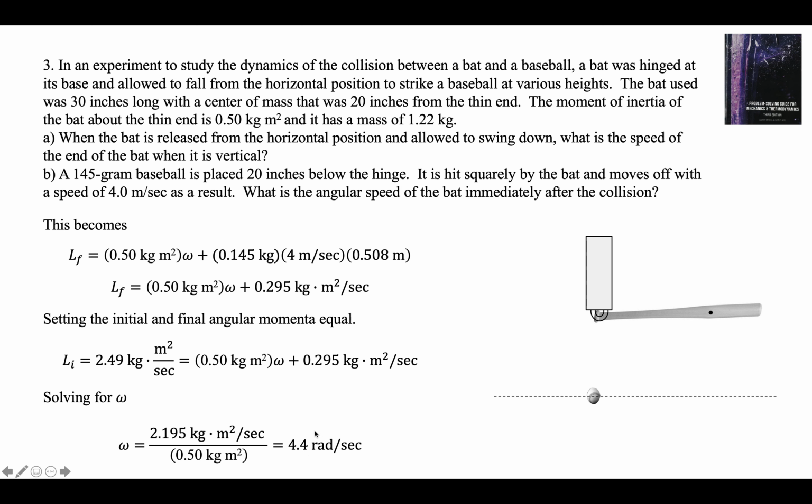radians per second. It should not be too surprising that the bat doesn't bounce off the ball, right? This bat's coming down here. When bats hit balls, the bat keeps going. So the bat started out at 4.98 radians per second, hit the ball, and continues forward, rotating with 4.4 radians per second. That's problem 3.